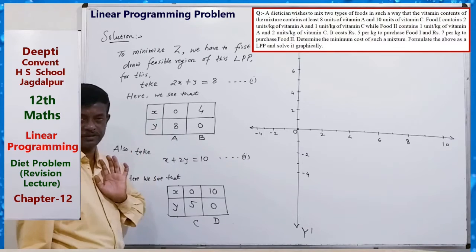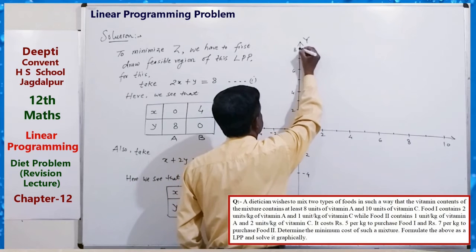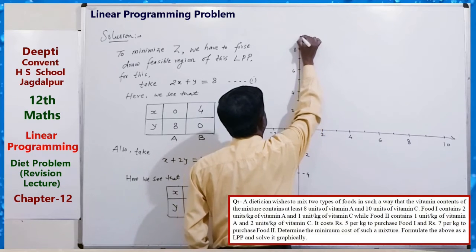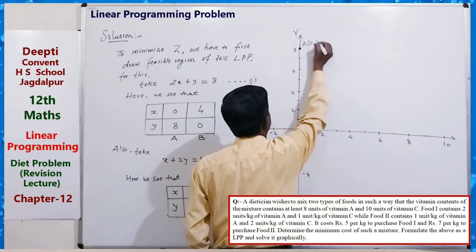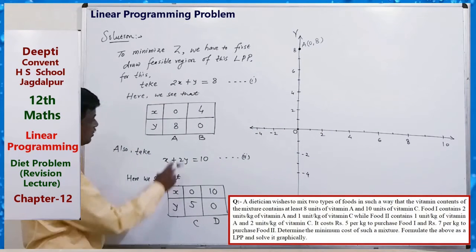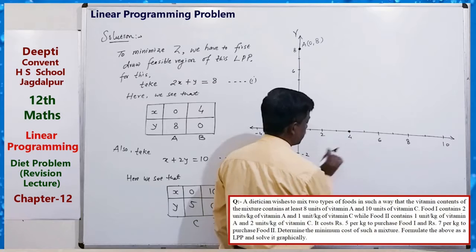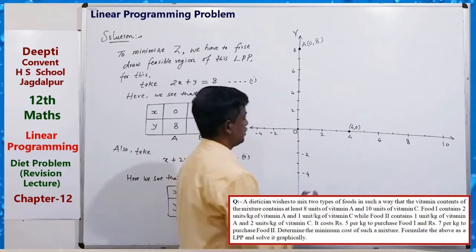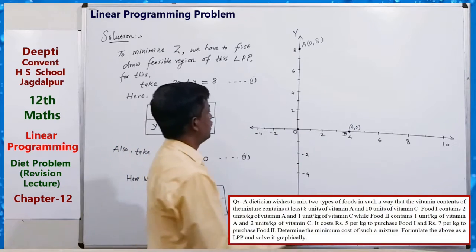Now we have to draw the first straight line. Point A is (0, 8), where x equals 0, so (0, 8) is this. This is A on the y-axis. And B is (4, 0). Here is point B. Now draw this straight line.